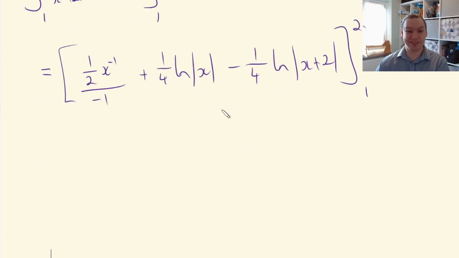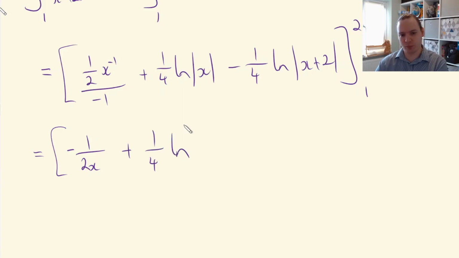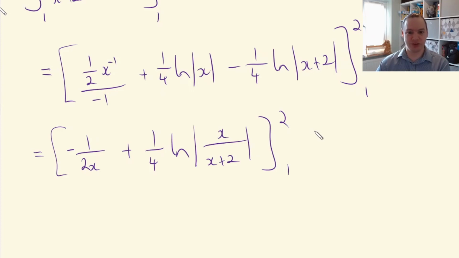So I can do a little bit of tidying up in here, which is quite useful. What we've got is a half of x to the minus 1 divided by minus 1 changes the sign. So this is negative. And then this is 1 over 2x to the minus 1. So it's 1 over 2x. And then I've got 2 natural logs with a coefficient of 1/4. One's add and one's minus, so I can combine them. And we're now ready to do our substituting in. Substitute in 2 and substitute in 1 and subtract them.